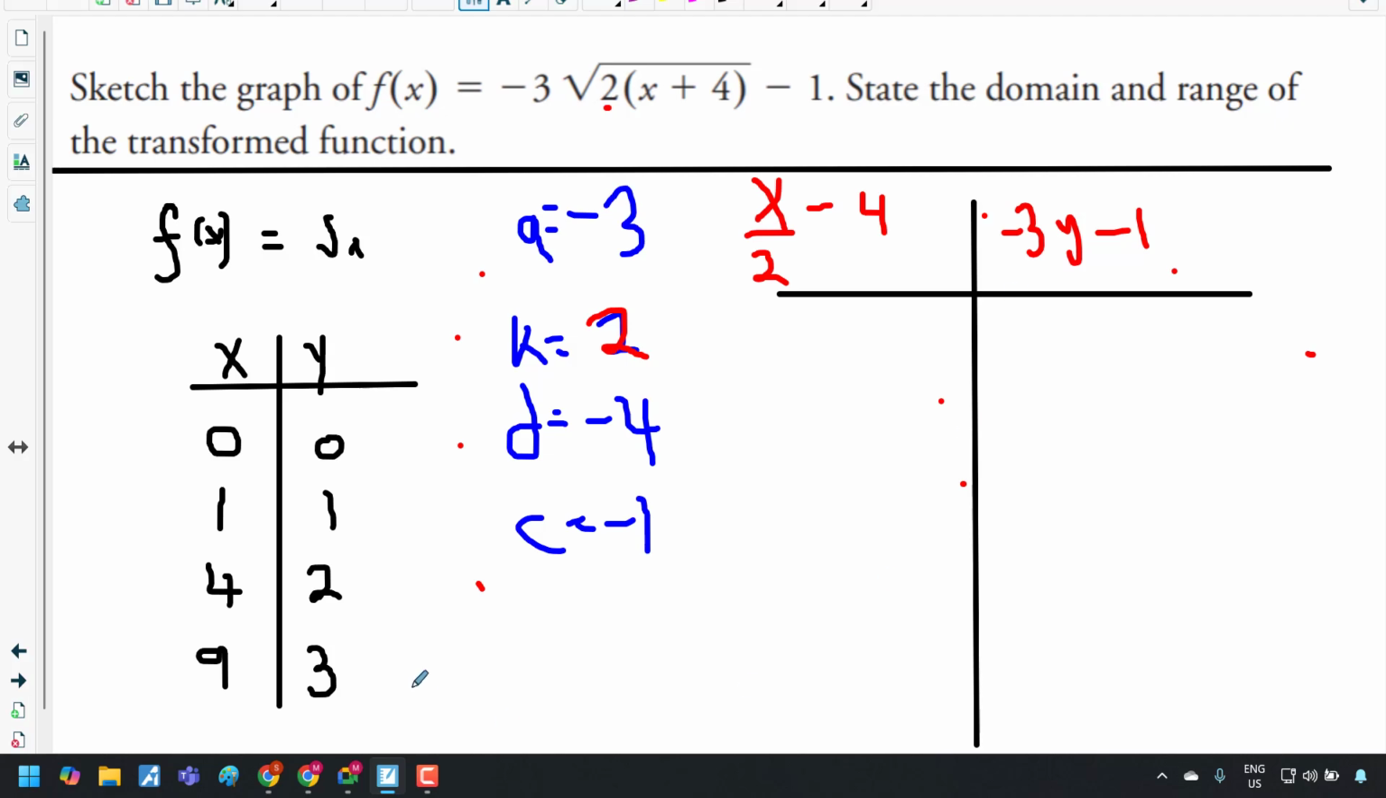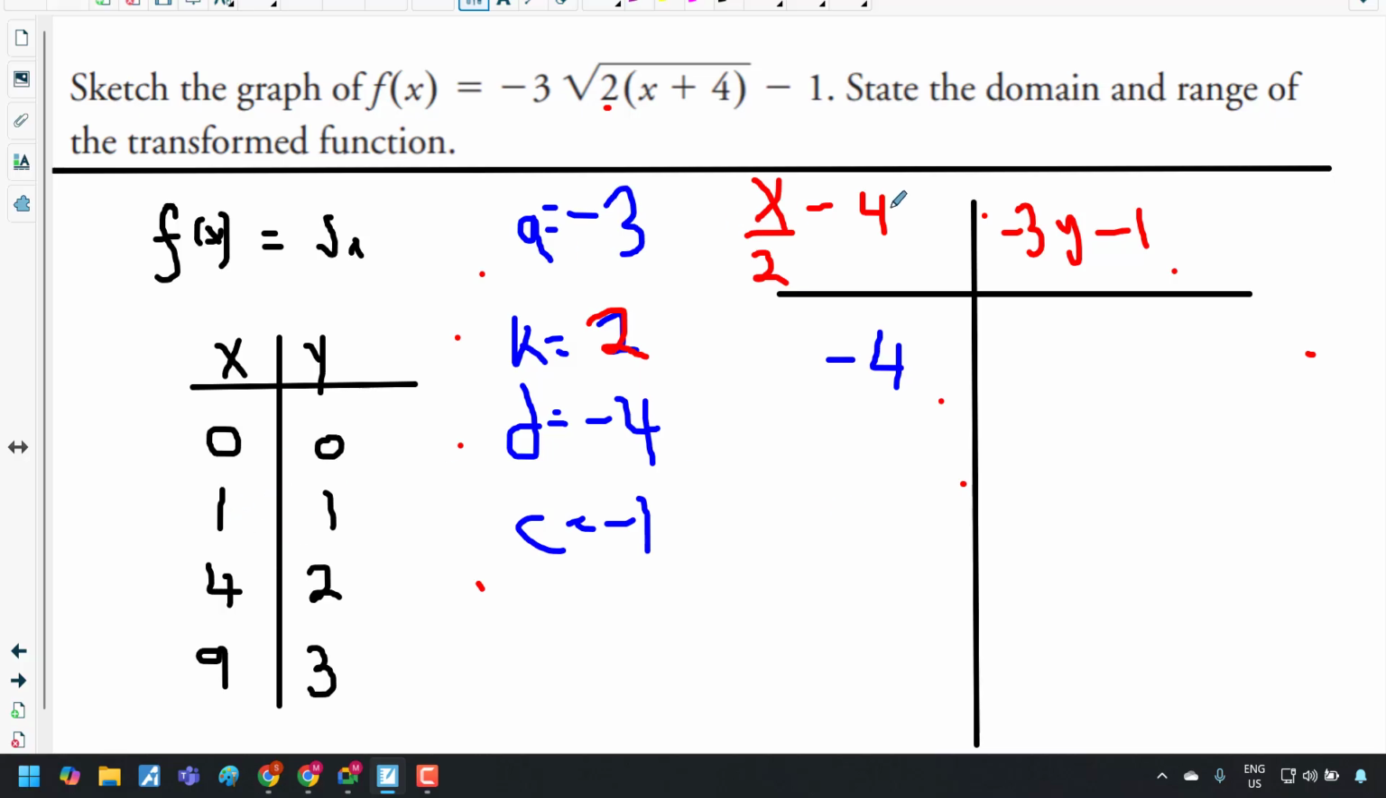What you do is you start from your parent function, take the values from your parent function, and substitute them into this equation. For example, for my parent function, the first value is 0. Sub in 0 into here. 0 divided by 2 is still 0, and then minus 4. So my first value is going to be minus 4 for my transformed function.